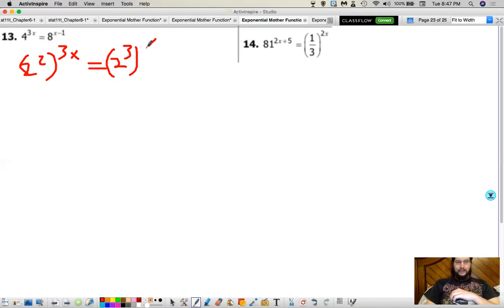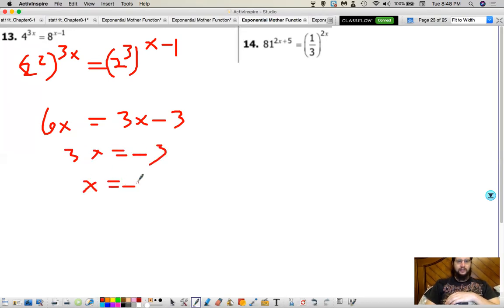So again, if you know your math facts, this will be a lot easier. If you don't know them, it's going to take you a minute. And by a minute, I mean like an hour. So 3x is -3, x is -1.